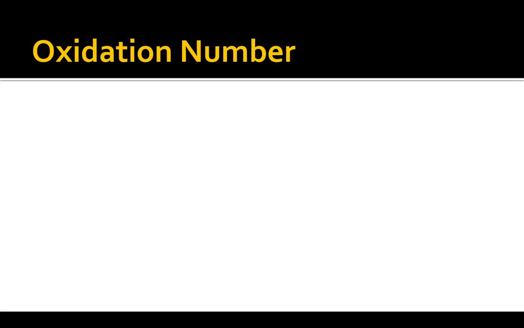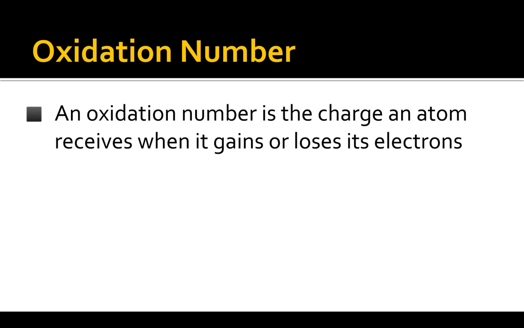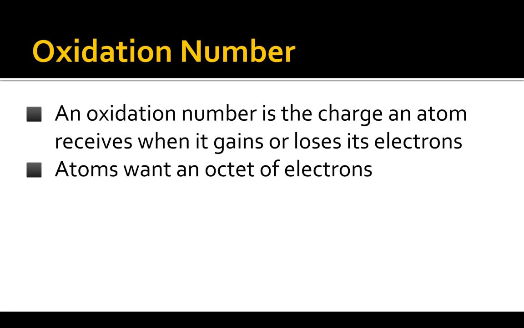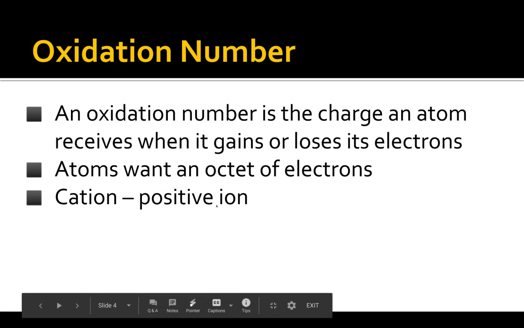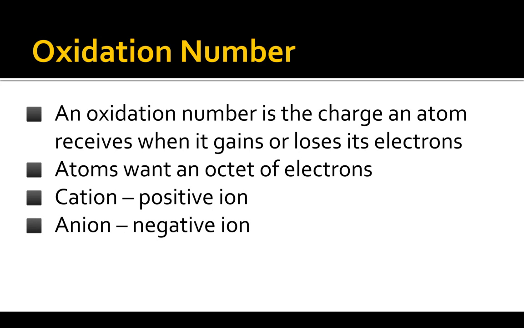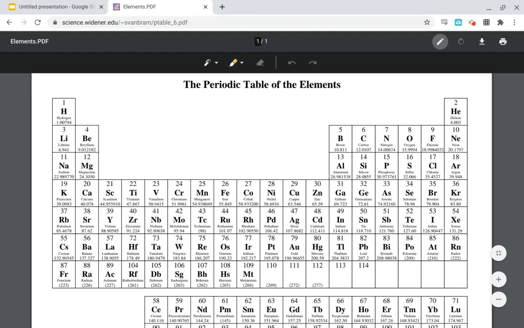So, next, oxidation number. This would be the charge that an atom has when it gains or loses electrons to form compounds. And atoms generally want to have a filled outermost energy level, which typically works out to be 8 electrons. And so, to do so, they will either lose electrons, therefore becoming a cation or positive ion, because they have more protons than electrons, or they gain electrons and become an anion or a negative ion. And they do this in a fairly predictable way for a lot of elements on the periodic table.